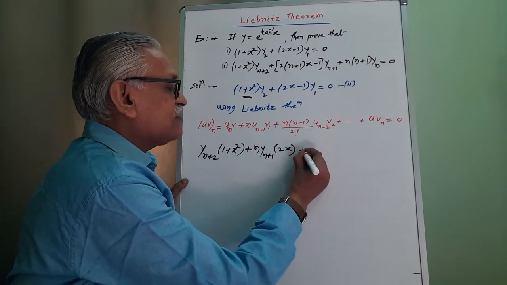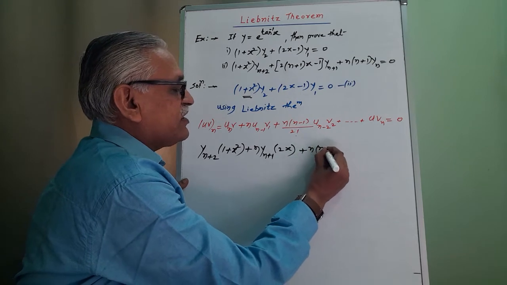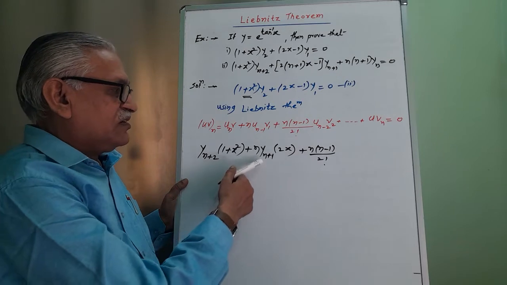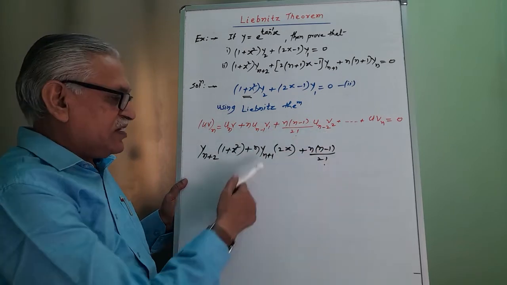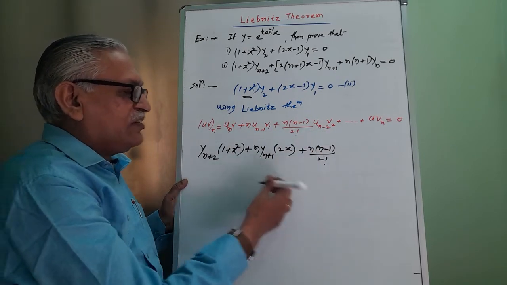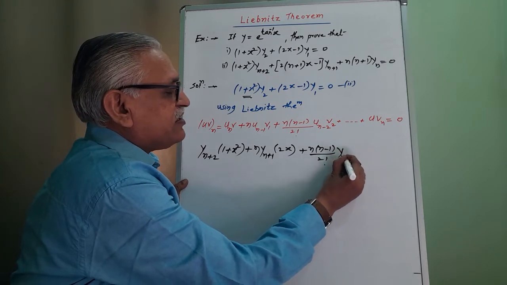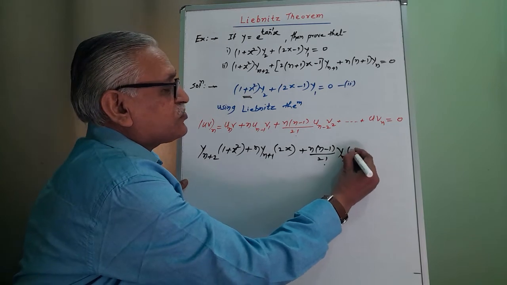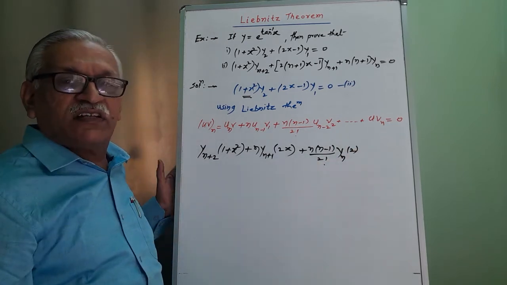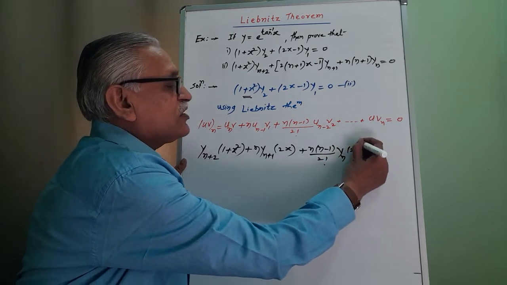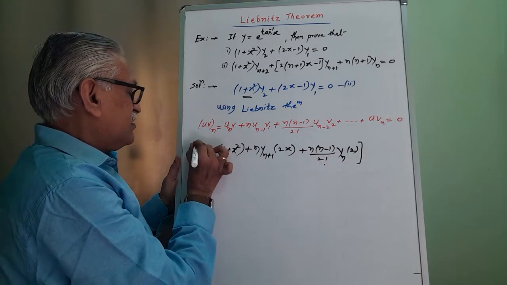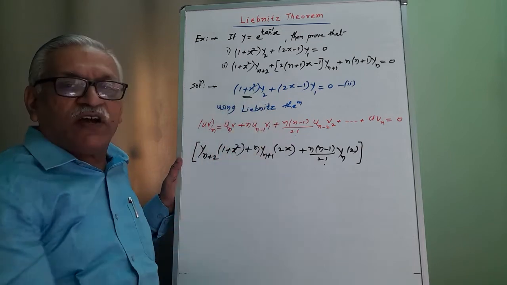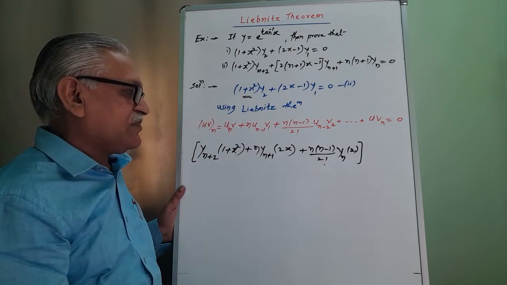Next, plus n into n minus 1 by 2 factorial, un minus 2, meaning again decreasing the suffix by 1. We get the next derivative as yn. Our differentiation of 2x is 2, and as we get a constant here, the next derivative becomes 0. Therefore, this is the nth derivative of the first term 1 plus x square into y2 by applying Leibniz theorem.